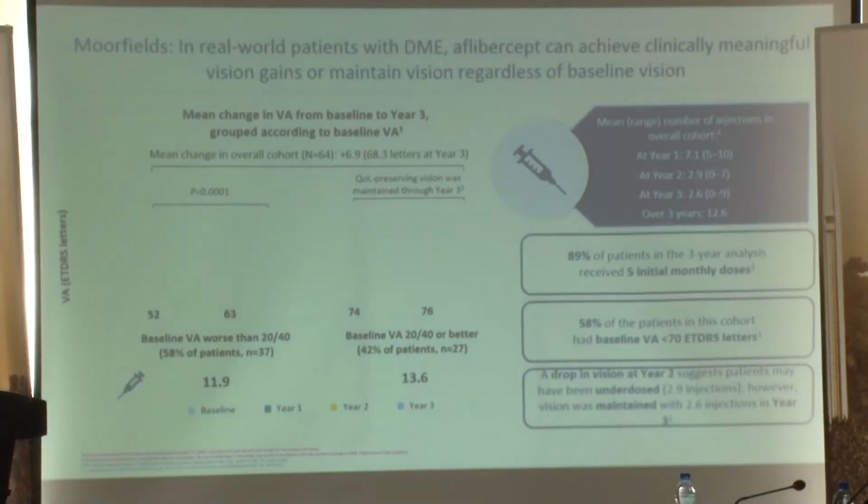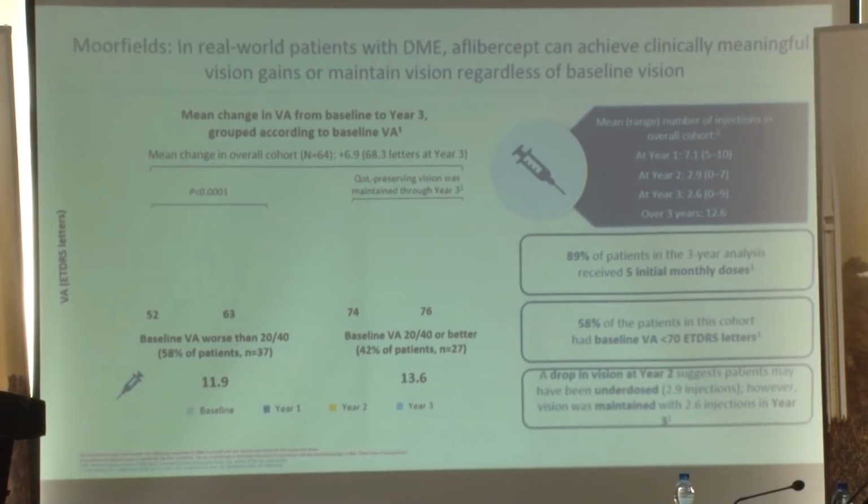There is another real-world evidence that has come from the Moorfields study, and that again showed that you can get reasonable improvement in the vision regardless of what the vision was at baseline. The number of injections at 1 year was 7, at year 2 it was 2.9, and at year 3 it was 2.6. So gradually, as we were talking earlier about Protocol T as well, initially you give a higher number of injections, and the next year fewer injections are required. And 58% of the patients in this cohort had baseline vision less than 70 letters, which again is significant, and they showed improvement in the vision.